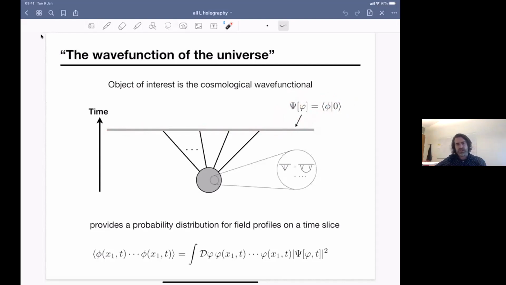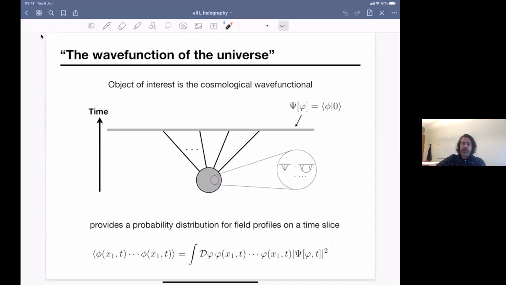And the reason that this is an interesting object to compute is that it provides a probability distribution for field profiles on this time slice. And I use it the same way that I use the wave function in quantum mechanics. So if I want to compute a correlator like this, what I do is I just square the wave functional, multiply by a bunch of fields, and integrate.